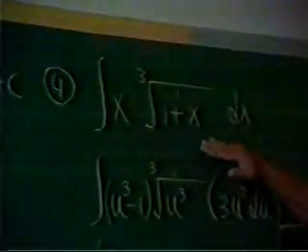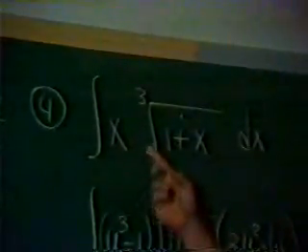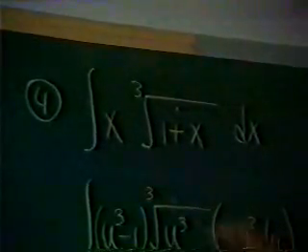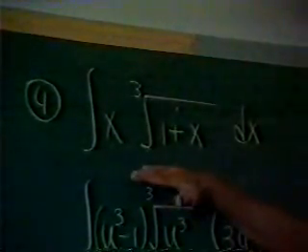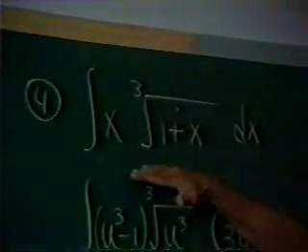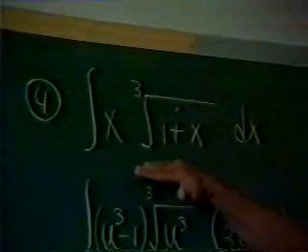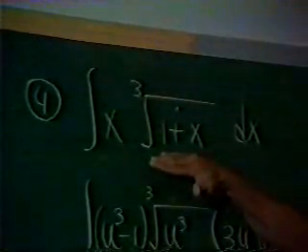Okay, let's look at example number 4. Here we're interested in finding the antiderivative of x times the cube root of 1 plus x dx. And as before, we try everything we know first. We cannot make any headway. We cannot find the antiderivative. So we attempt to get rid of the radical.